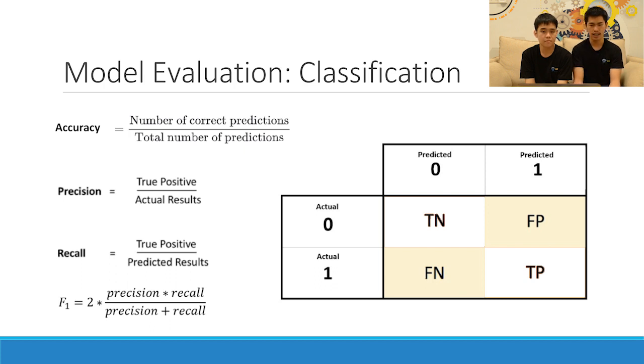And lastly, there is the F1 score. The F1 score represents the balance between both recall and precision, because our model needs to have both recall and precision so that it can have a balance of both of them.